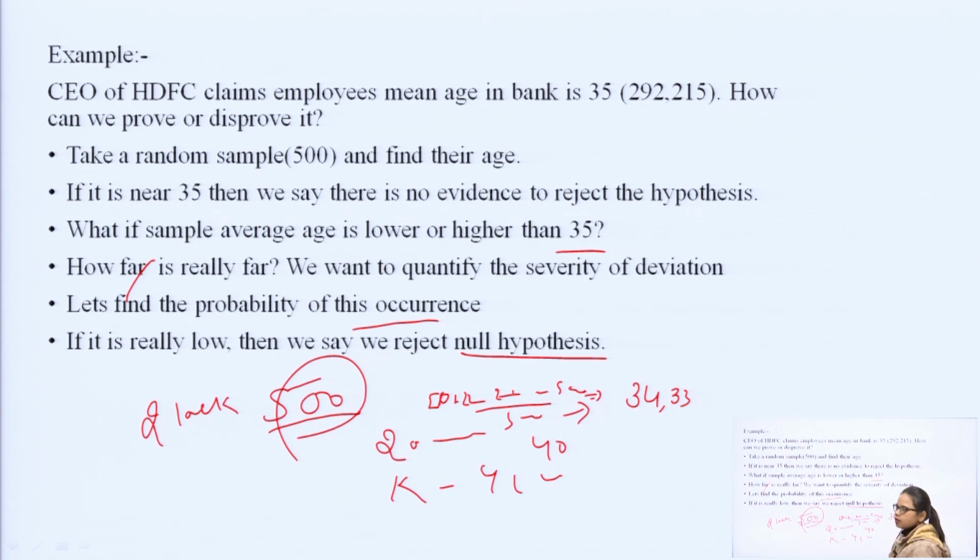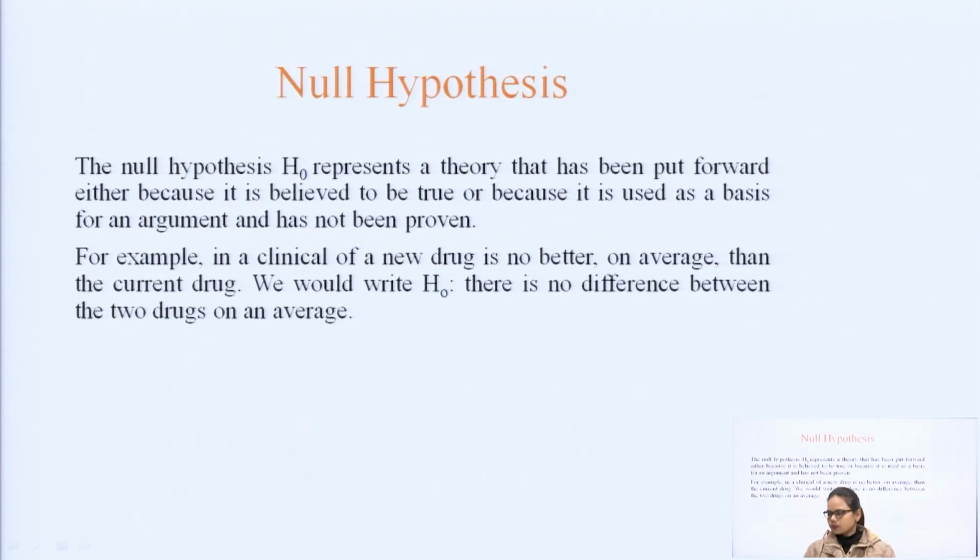If we are just randomly taking the sample, and it is 34, 35, meaning it is near 35, then it is okay, the hypothesis is okay. But what if it is 30, 29? Then we have to reject the hypothesis. What is the null hypothesis? Null means simply nothing.